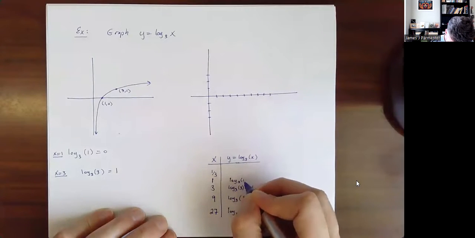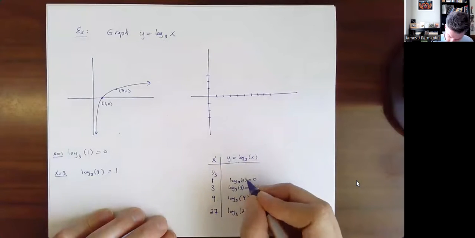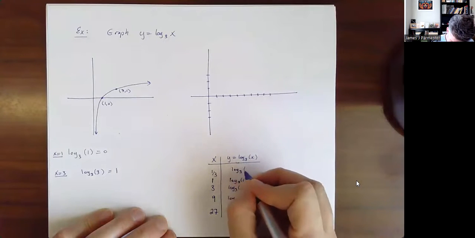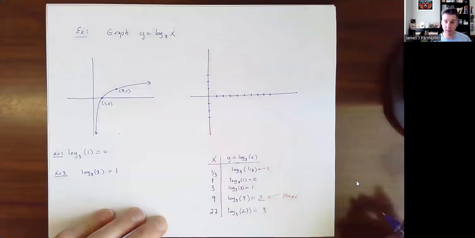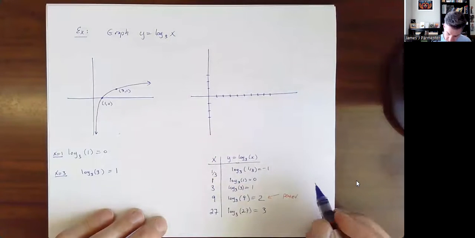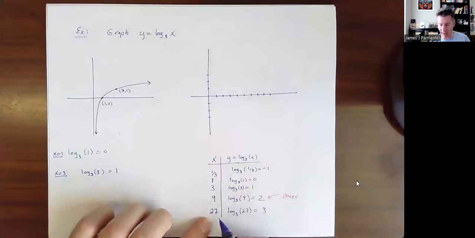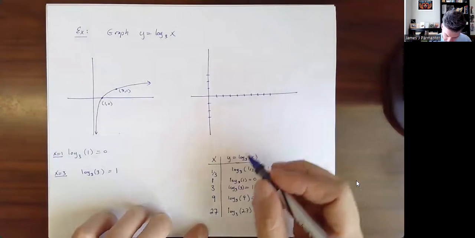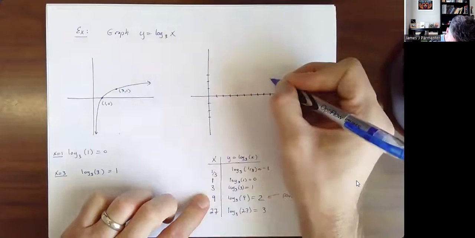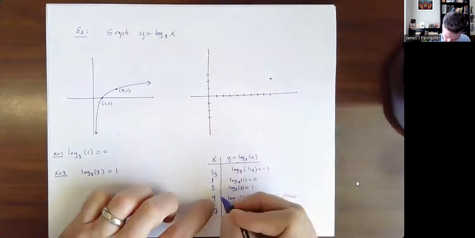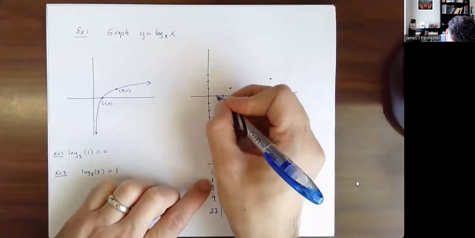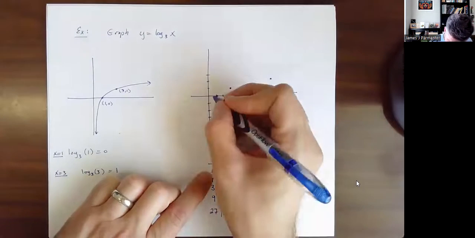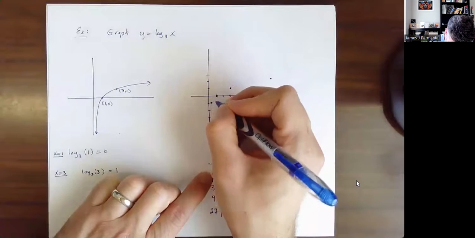Log base 3 of 1 equals 0 because 3 to the 0 is 1. And log base 3 of 1/3 is -1 because 3 to the -1 is equal to 1/3. So then I could plot all these points. I'm not going to plot that one, right? I didn't go all the way to 27. But I get the point 9, 2. So there's 9, 2. I have the point 3, 1. The point 1, 0. And the point 1/3, -1, which those ones always get a little dicey.